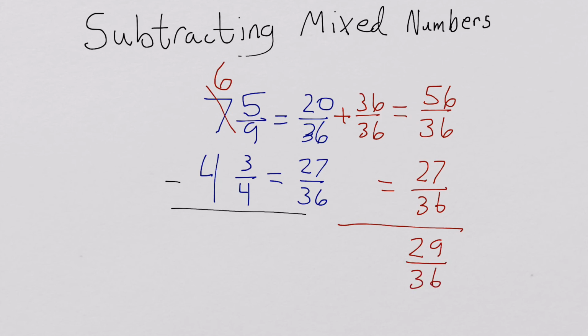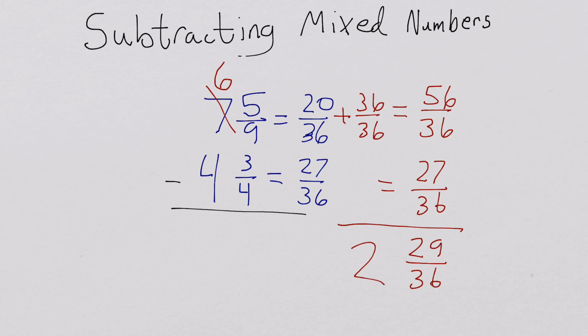Now we have to do our whole numbers all the way over here. Remember, we took 1 away from the 7, so we're dealing with a 6. 6 minus 4 gets us 2. I'm going to write it over here since our fraction part is all the way over here. So 6 minus 4 gets me 2, and our answer ends up being 2 29/36. 29 is prime, so we cannot simplify, and there we have it.